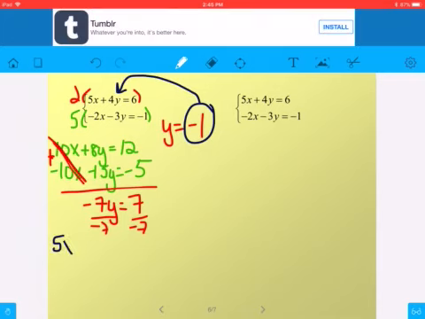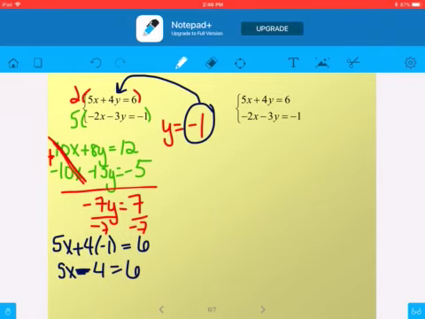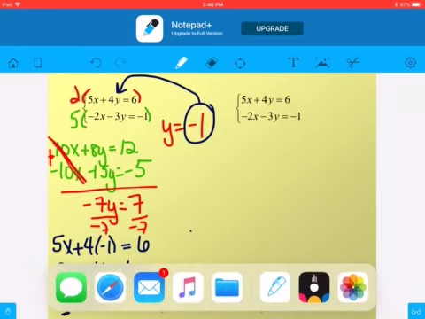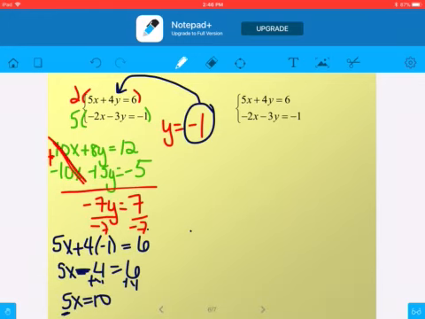So I have 5x plus 4 times negative 1 equals 6. So 5x minus 4 equals 6. I'm going to add 4 to each side. So I get that 5x equals 10 and divide by 5. So I get that x equals 2. So my solution is (2, -1).